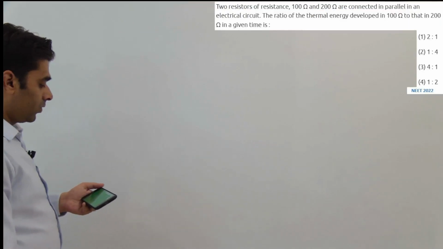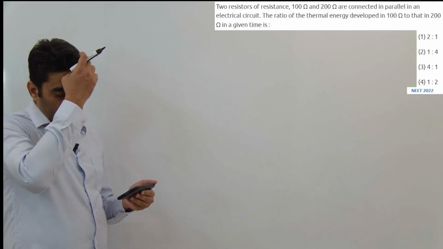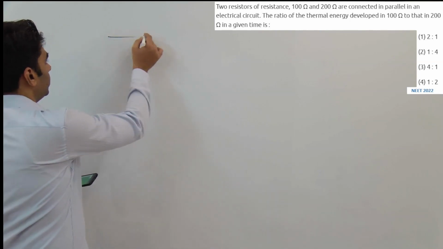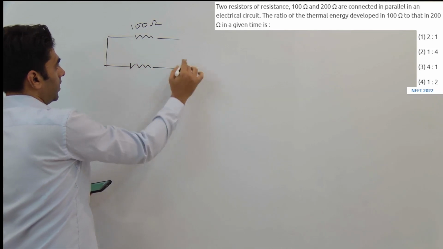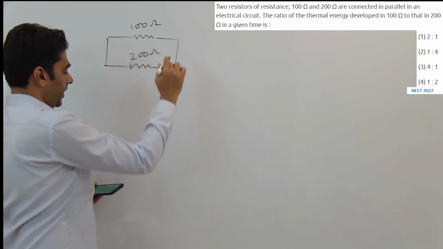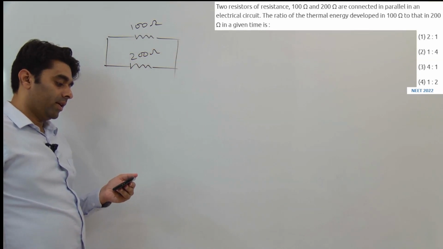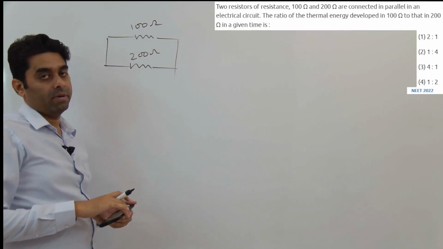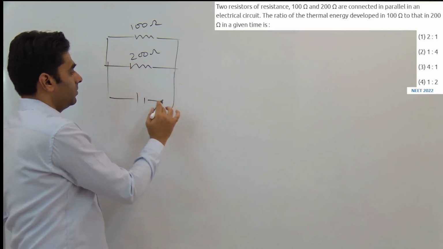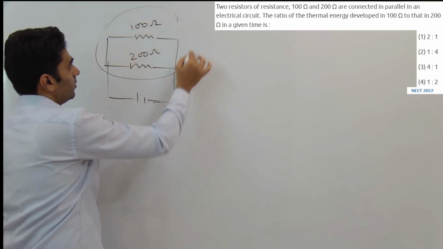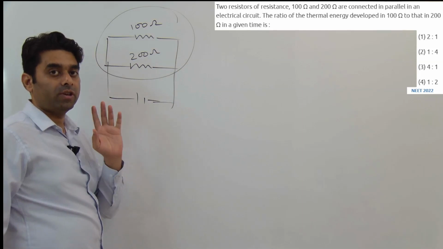So the question says two resistors of resistance 100 ohm and 200 ohm are connected in parallel in an electric circuit. The ratio of the thermal energy developed in 100 ohm to 200 ohm in a given time is? Now, extra information is not given, but what is given is that these two are in parallel. That means what will be common for them? Potential difference will be common.